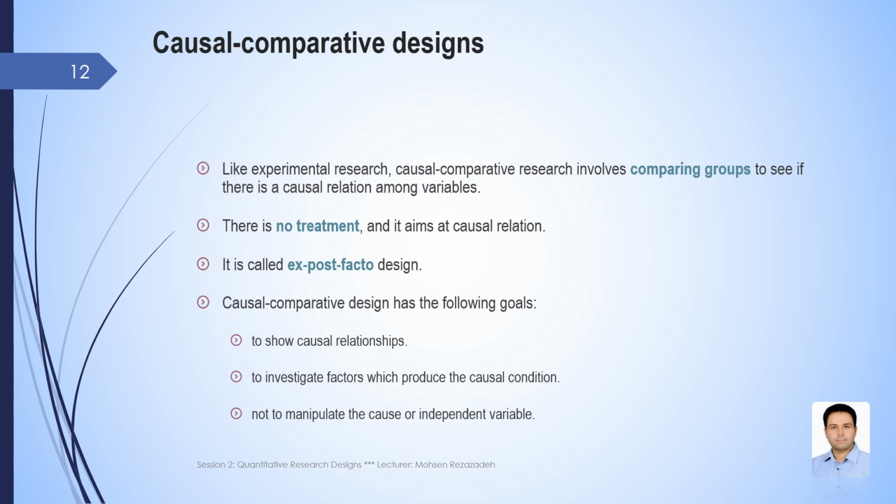we change something in the experimental group. We change or manipulate the independent variable in order to see the cause. But in non-experimental research, and specifically speaking in causal comparative research, we do not manipulate anything. We just want to investigate the factors which produce the cause. This is why we call it non-experimental research and causal comparative design.